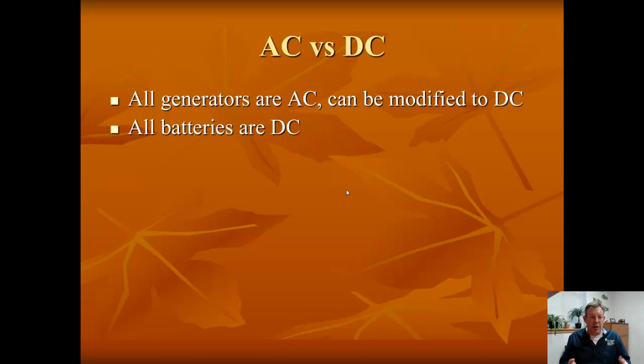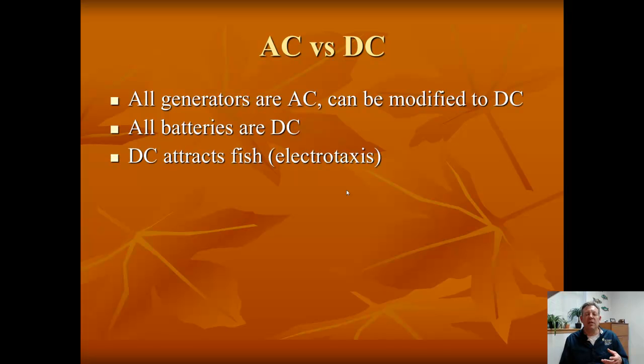So all batteries are DC. DC has lower mortality for the fish. Another neat thing about DC is you get something called electrotaxis, which actually attracts the fish. And you can get fish that will involuntarily swim towards your electric probe. And this is really very useful.